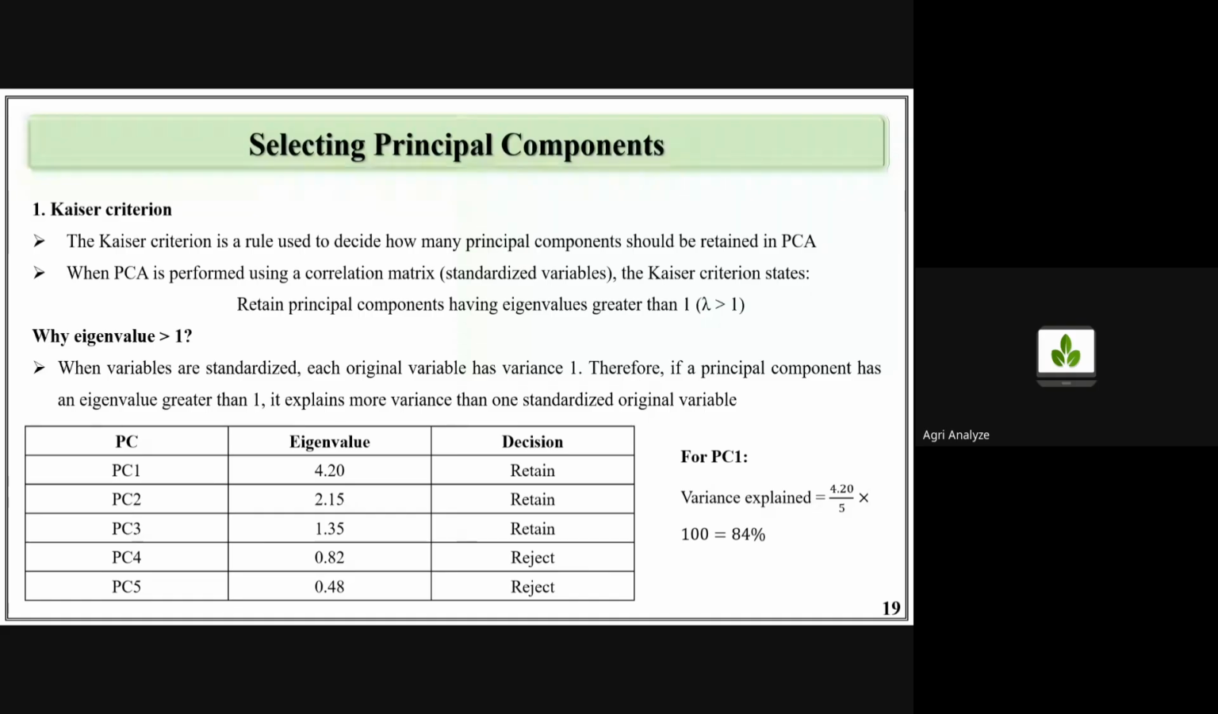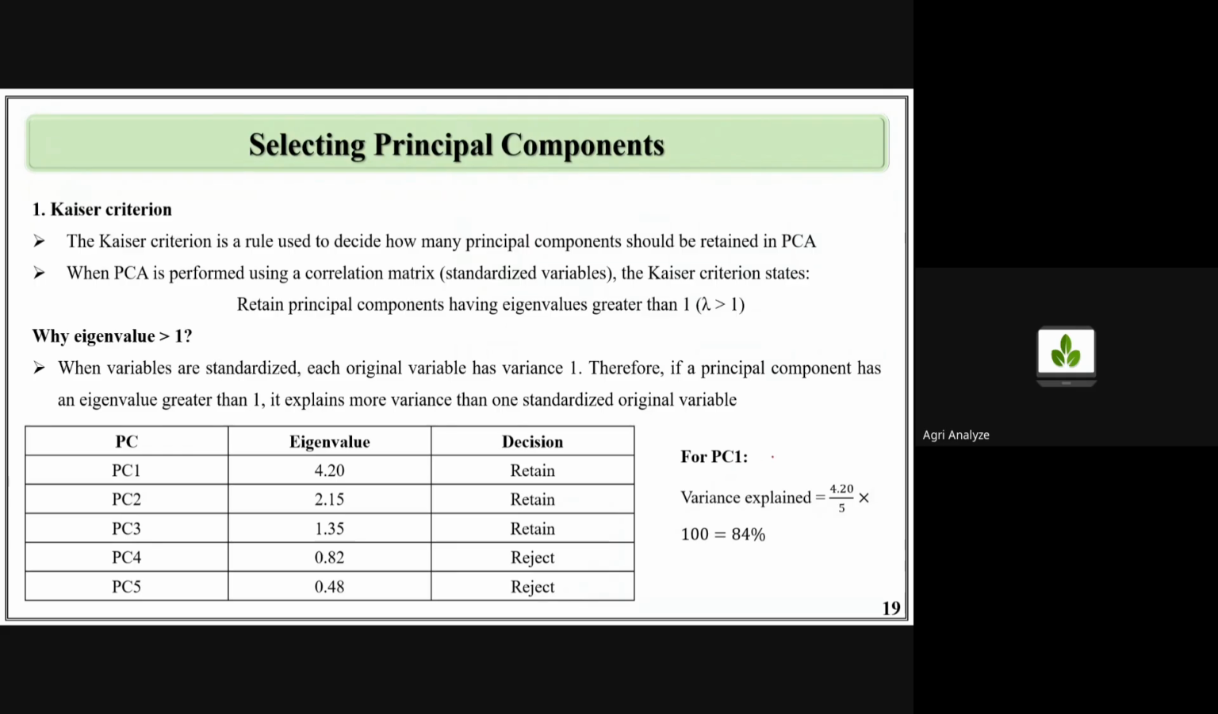Okay, here we have one example of how to find the percentage of explained variance based on eigenvalue. So here we have 5 principal components: PC1, PC2, PC3, PC4, and PC5. This is the eigenvalue based on our Fisher's criterion equation. Based on eigenvalue, we can see that PC1 has the highest eigenvalue. It means PC1 explains the maximum variance out of the 5 PCs.